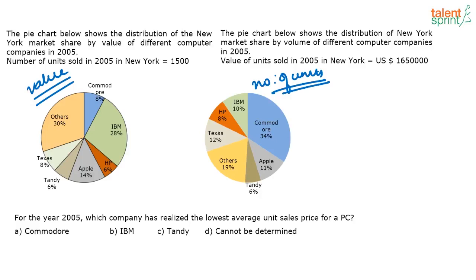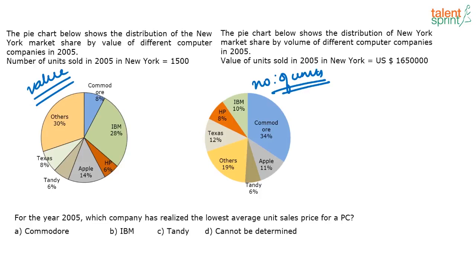But there is one piece of information given here in the question which will help you arrive at the answer just by looking at the graph. See, there is one set here called others. What does this others include? It also includes some other companies whose names they have not given. Correct. Now what are they asking you in the question? They are asking you for the year 2005, which company has got the lowest average unit sales price for a PC? So what should you do?